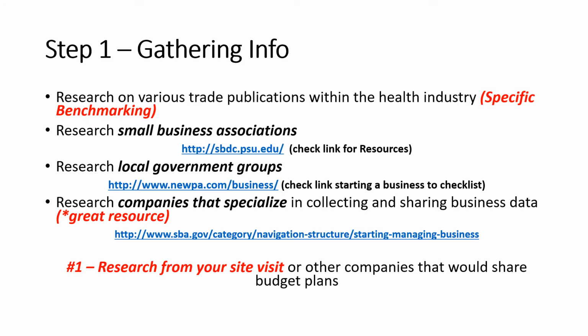So 1, gathering the information. Again, this is that benchmarking. Here are some great sites. The Small Business Association is going to be one of the best ones you can use. Some local stuff, here's one right here with Pennsylvania. And then lastly, as I said, the Small Business Association, SBA.gov, is an outstanding resource. Click on that and you're going to see tons of great places to start with your research.